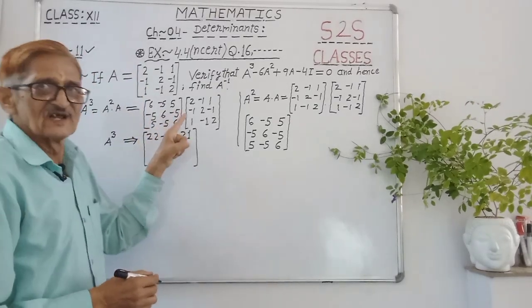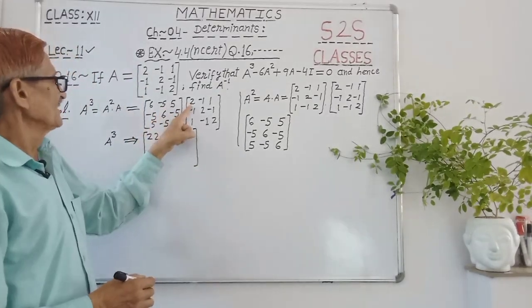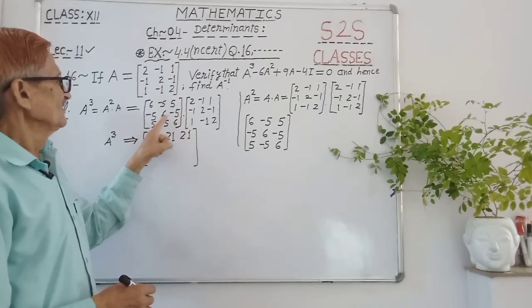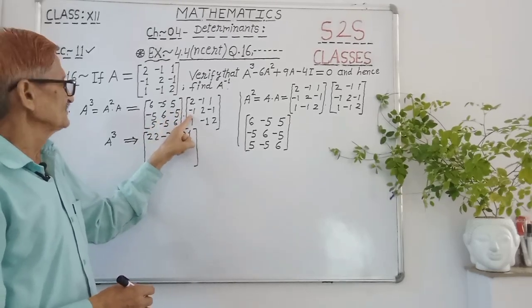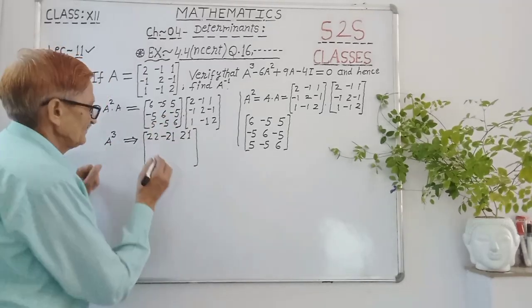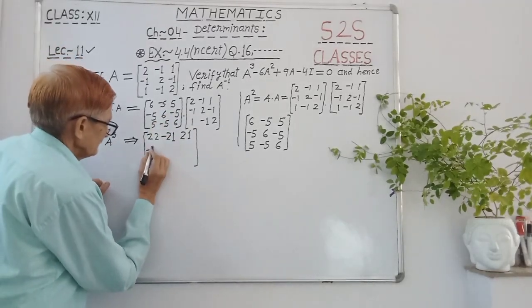Now second row similarly, minus 5 2 is 10, minus 10, 6 1 is 6, minus 6, minus 10 minus 6, minus 16, and minus 5, minus 16 minus 5, minus 21.